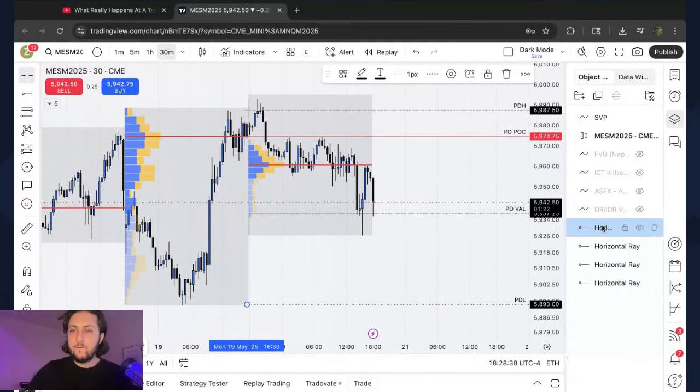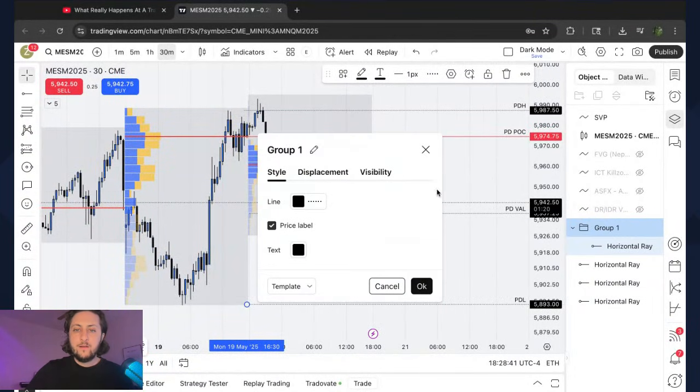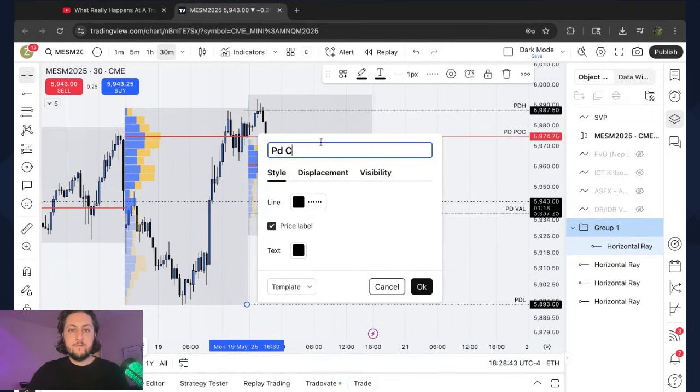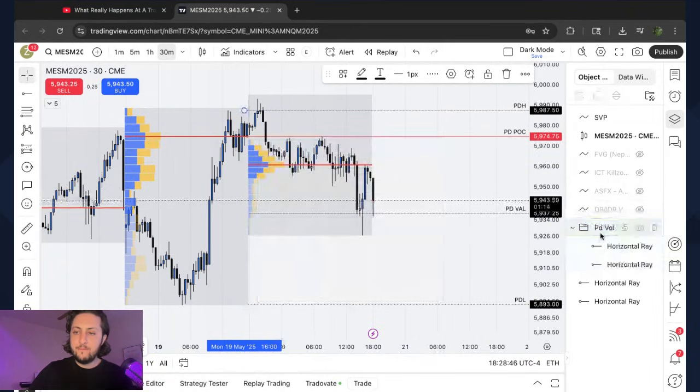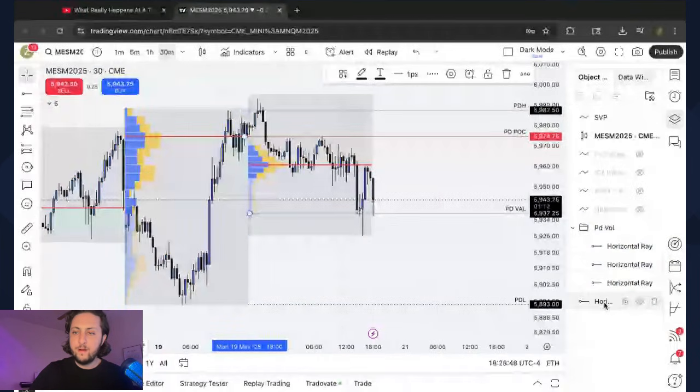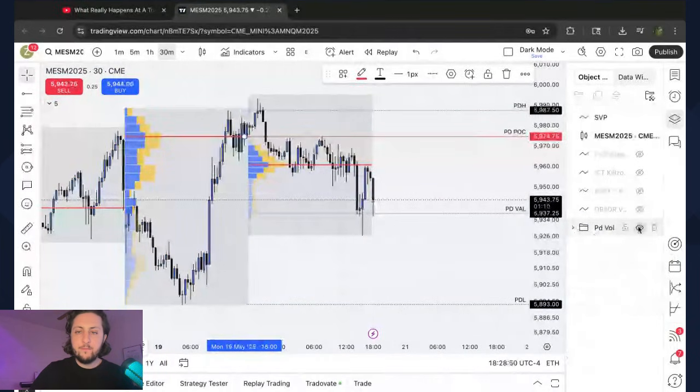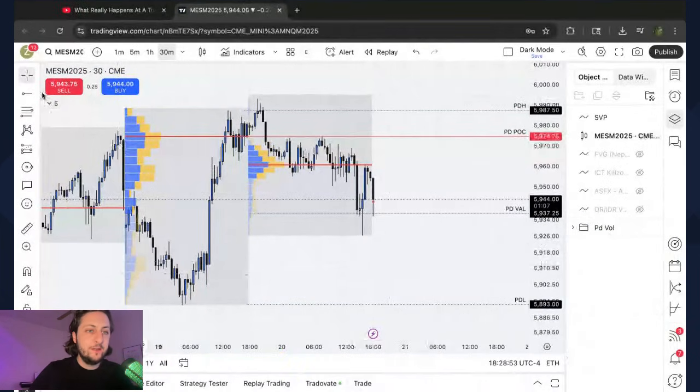So now I like to make a little folder right here. I'll name it previous day's volume. And then I just put all these in the folder so I could get to them really quickly. If I need to minimize them real quick, get rid of them, bring them back, I could just do it really easily with that folder.